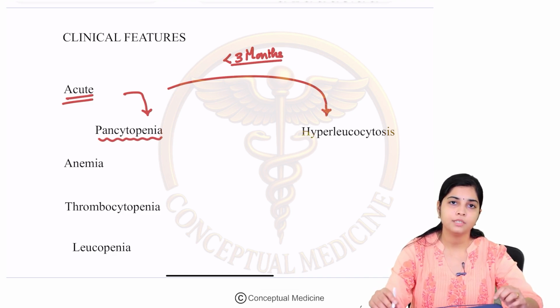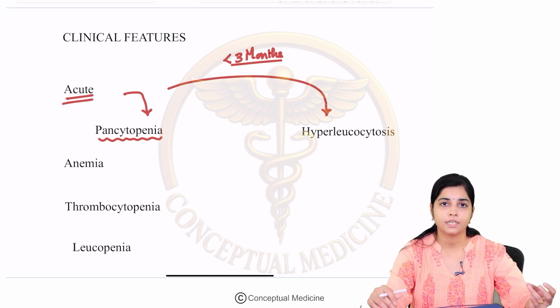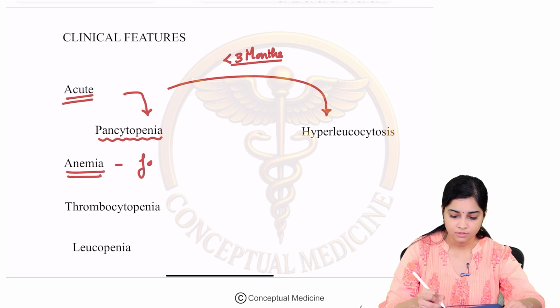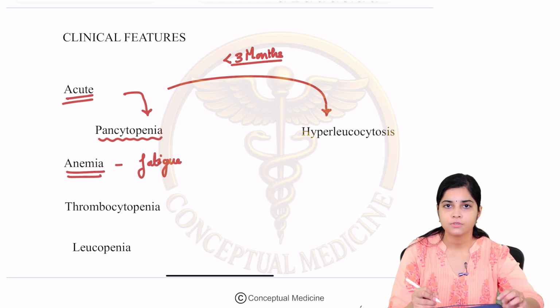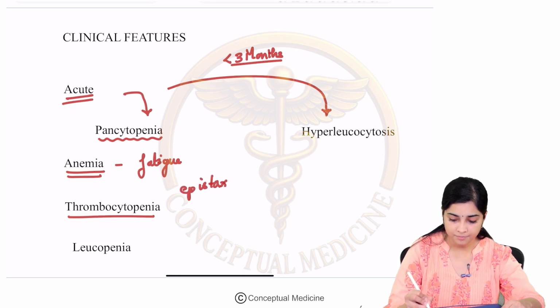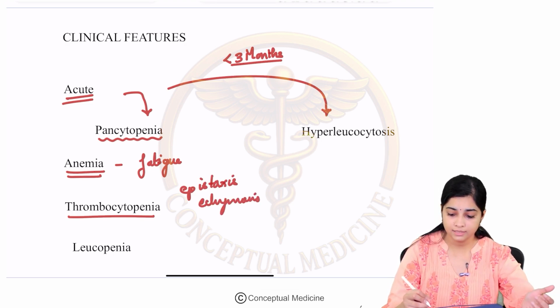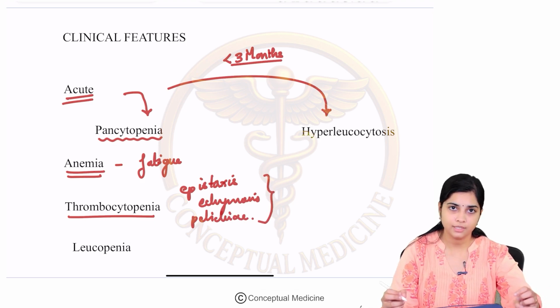So pancytopenia means what? All the 3 cell lines can be involved. So you can have anemia, you can have leukopenia, you can have thrombocytopenia. If you have anemia, what are you going to have as the clinical manifestation? You will have unexplained fatigue. Fatigue is the most common symptom of anemia. Thrombocytopenia can result in bleeding manifestations. So they can present with epistaxis, ecchymosis, bleeding in the internal organs. You can have petechiae. These are the symptoms with which they can present.